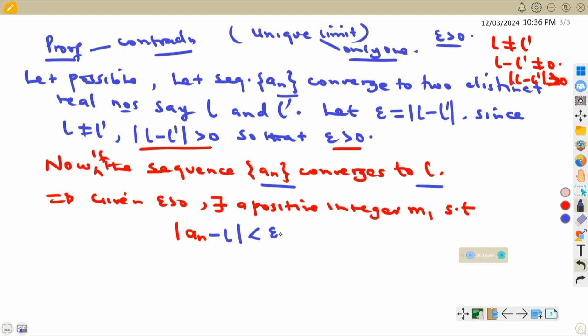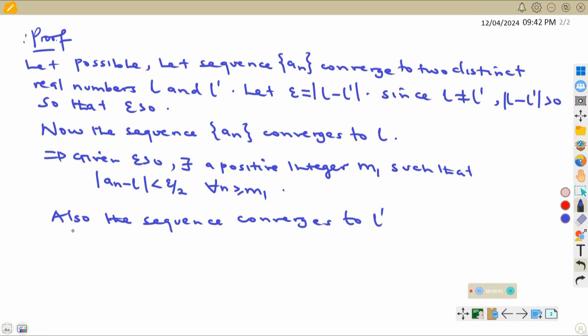But let us have this as epsilon by 2. And this must happen for all n greater or equal to m1. So that is for the sequence, if this sequence converges to this, because we are saying the sequence is converging to two distinct real numbers. So if this sequence is converging to L, it means this one must be true. Now also the sequence converges to L prime, because we said that let our sequence converge to two distinct real numbers, L and L prime. So for the sequence converging to L, by definition we shall get this.